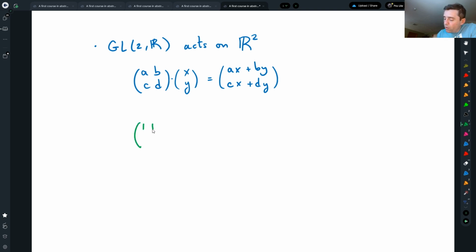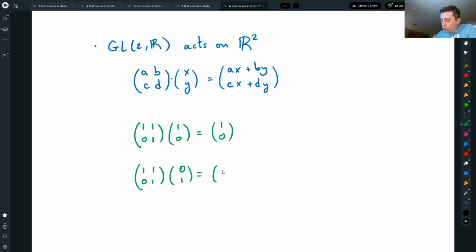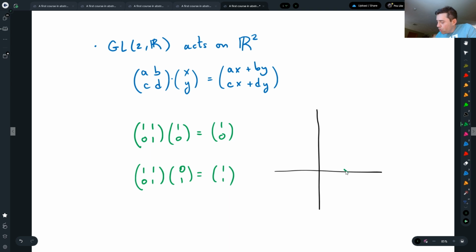I have here 1, 1, 0, 1, for example, is a matrix. How does it act on 1, 0? 1, 0 is sent to itself, but however, if I act on 0, 1, I go to 1, 1. So it acts, what do you say, trivially on 1, 0, but non-trivially on 0, 1. So if you want, you could draw the vectors. Let's draw here the vector 1, 0 and 0, 1, and the action is going to send 1, 0 to itself, but 0, 1 is being sent to 1, 1. So the other vector that is involved here is 1, 1. And this one is being sent to that one.